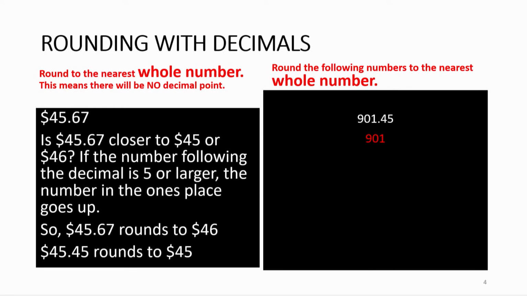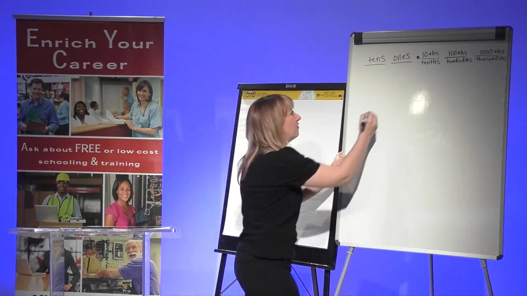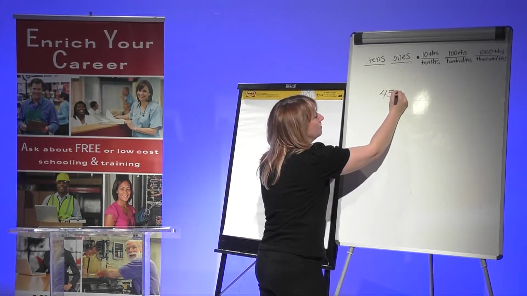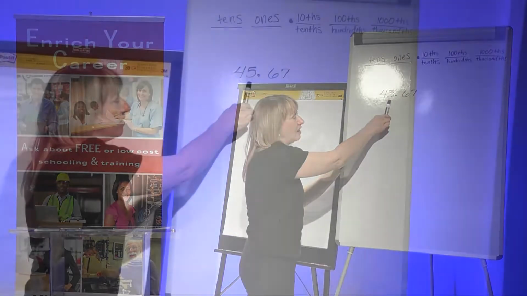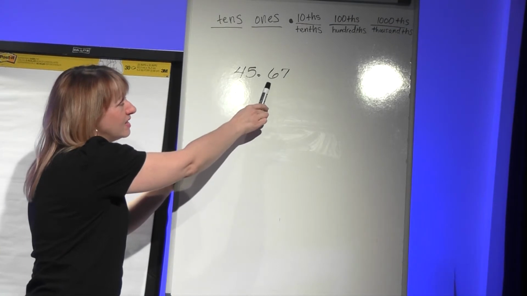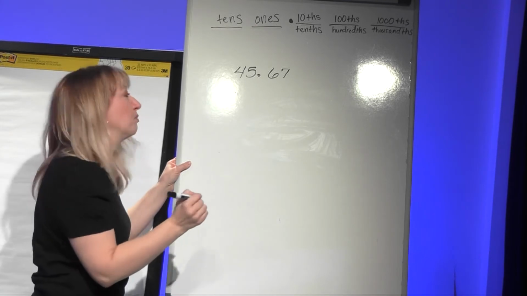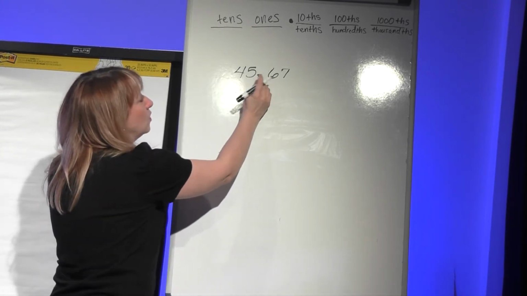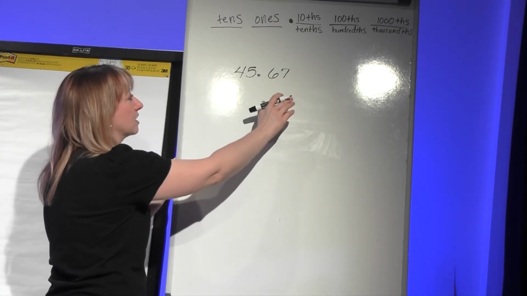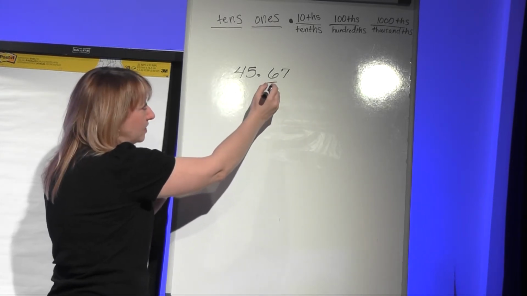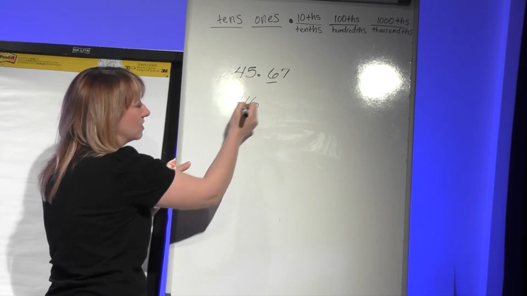So now we're going to go back to the board and just look at that a little bit closer. So we have 45.67. So again, just to review, you have 4 tens, 5 ones, 6 tenths, and 7 hundredths. And right now we want to round to the nearest whole number, which means we're going to get rid of our decimal and get rid of anything that comes after it. Because there's a 6 after that decimal, this number is going to go up. So this would round to 46.